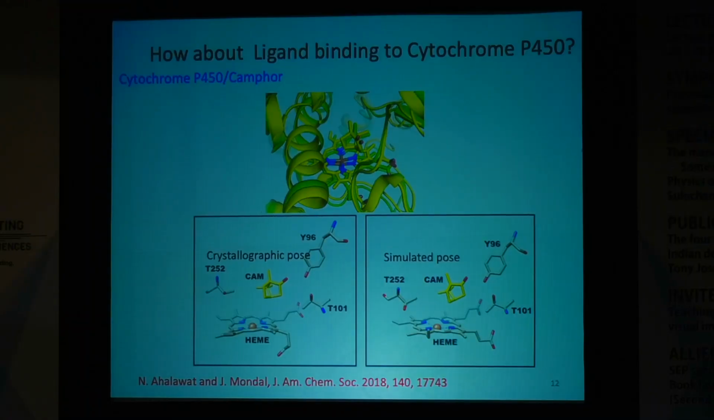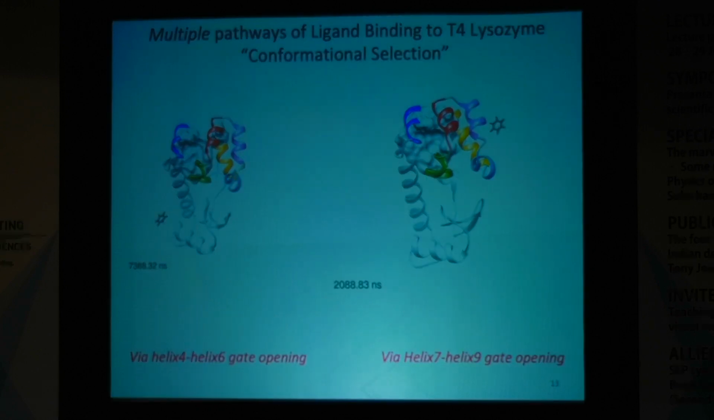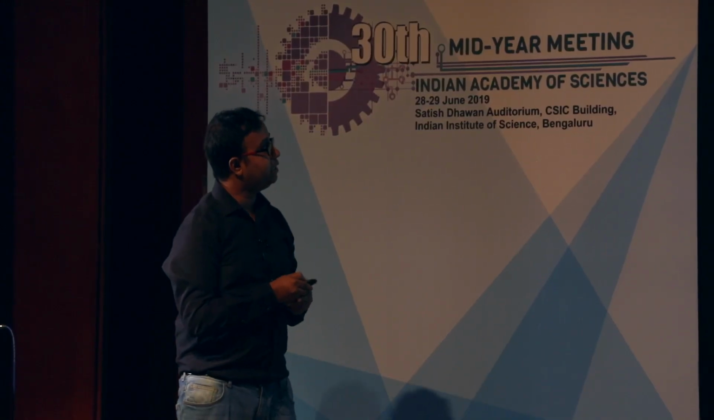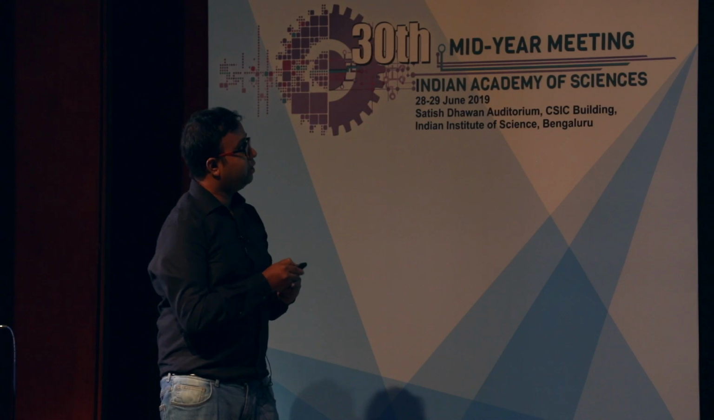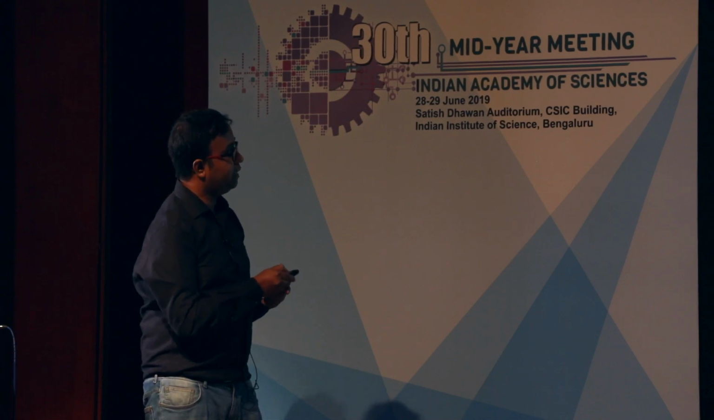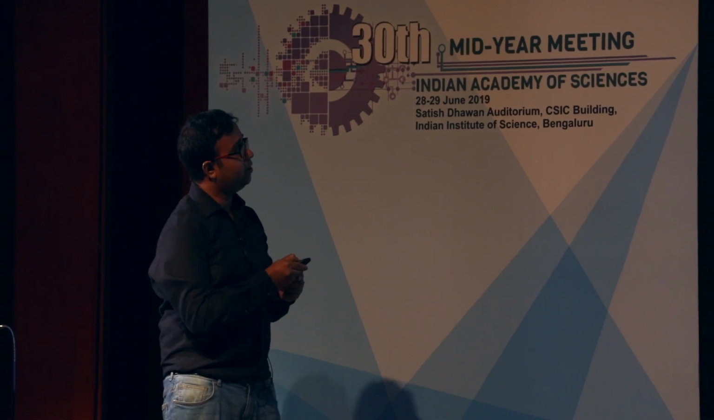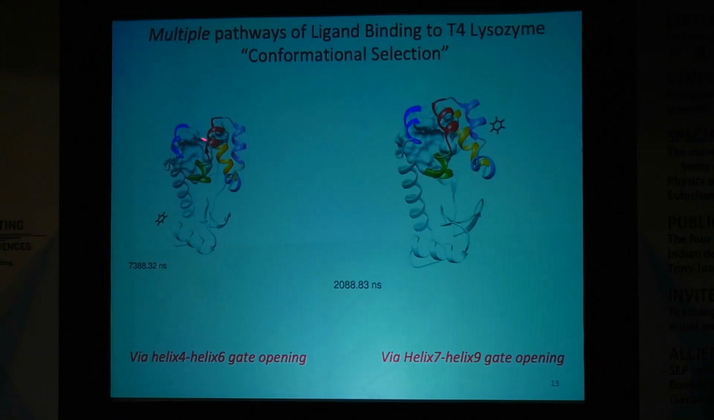Then the question is what we are learning out of all these things. Now we have the trajectory at our disposal, and you can go back and look at it. First I am going to show you one of the systems, T4 lysozyme, where we have run multiple trajectories. Let us look at snippets of this particular trajectory where the ligand is here, and the helices are colored in a particular way. This is called helix 4 and this is called helix 6. In this trajectory, the ligand is approaching the pocket from this side, through helix 4 and helix 6.